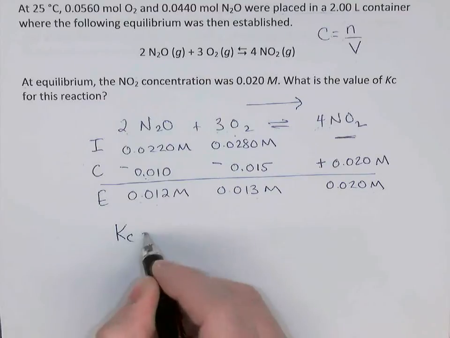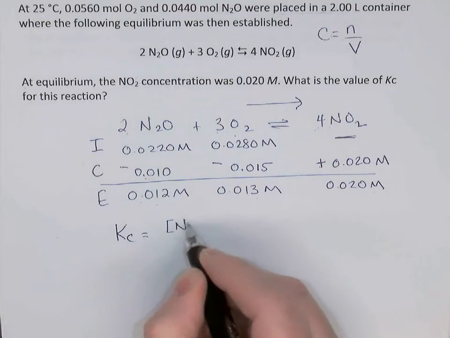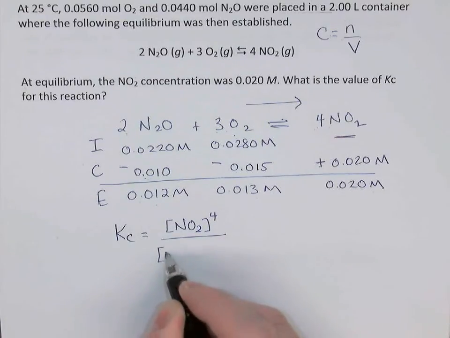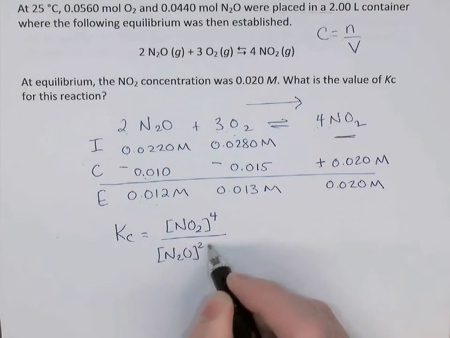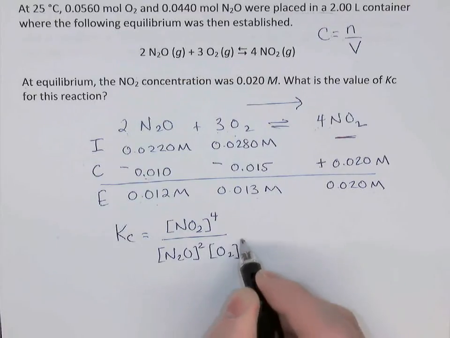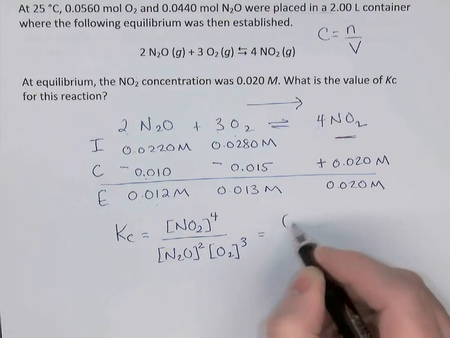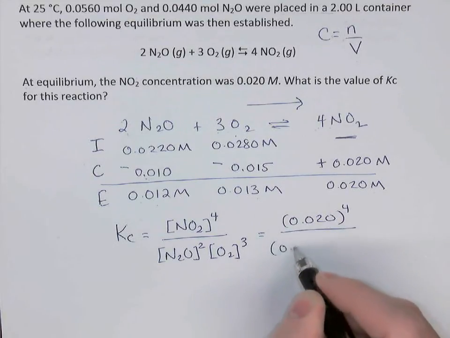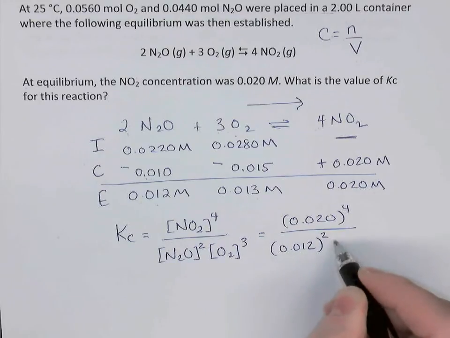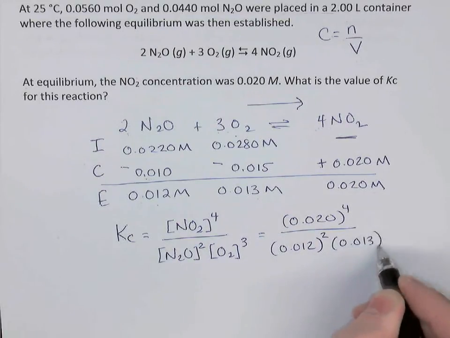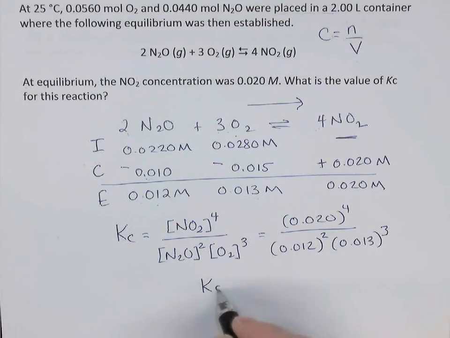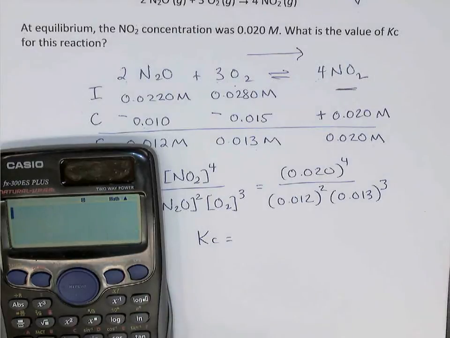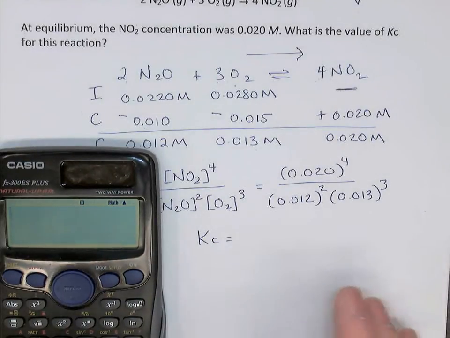Be sure you're always writing the Kc expression: concentration of NO2 in this case, the product, to the 4th, over concentration of N2O squared times oxygen concentration cubed, equals 0.020 to the 4th over 0.012 squared and 0.013 cubed. So the Kc will equal, be sure you always double check your arithmetic, that you place things in the right places, etc.